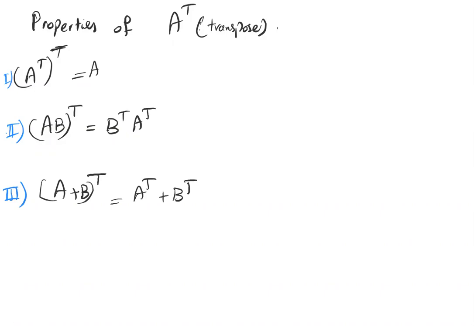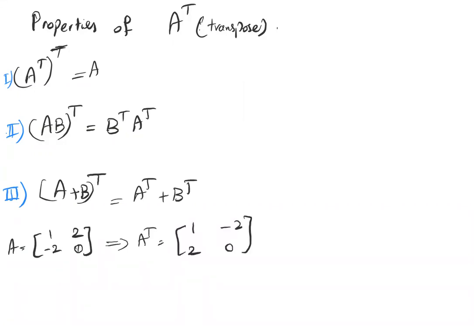Let's take a look at examples for this. Matrix A is [1, 2; -2, 0]. So A transpose is [1, -2; 2, 0]. A transpose transpose is [1, 2; -2, 0], which is equal to A. You can find examples for other scenarios as well.